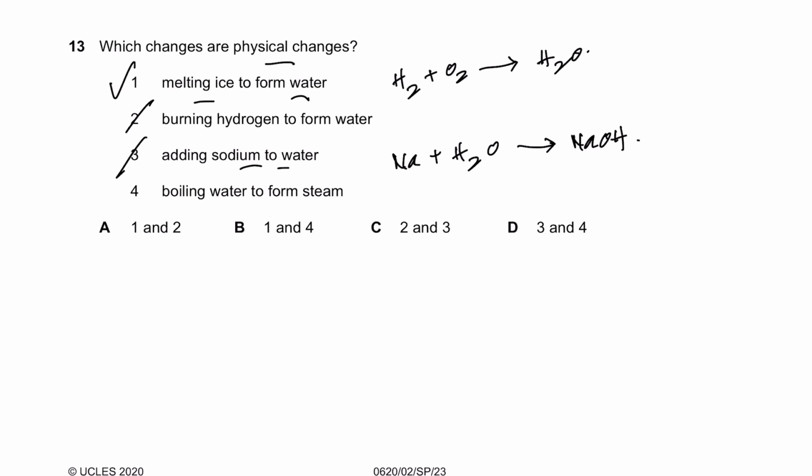Boiling water to form steam. Yes, water is H2O, and if you form steam, steam is also H2O. You just change the appearance. That's why 1 and 4 are the right options. B is therefore correct.